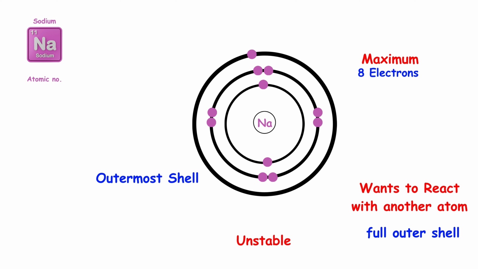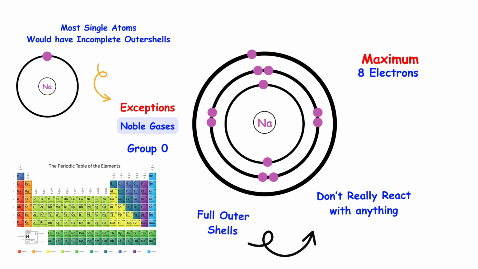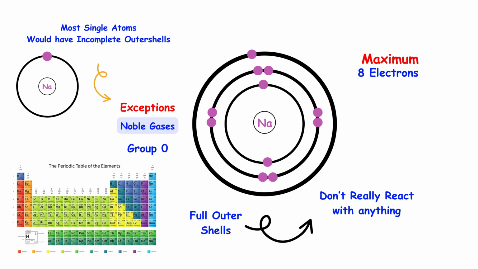Once the first shell is full with 2 electrons, we move to the second shell, which gets 8, and then the final leftover electron goes into the third shell. Since this outer shell only contains 1 electron instead of the maximum 8, it is not full. We say that sodium is unstable. This simply means that the atom is likely to undergo a chemical reaction with another atom to either lose or gain electrons in order to get a full outer shell.